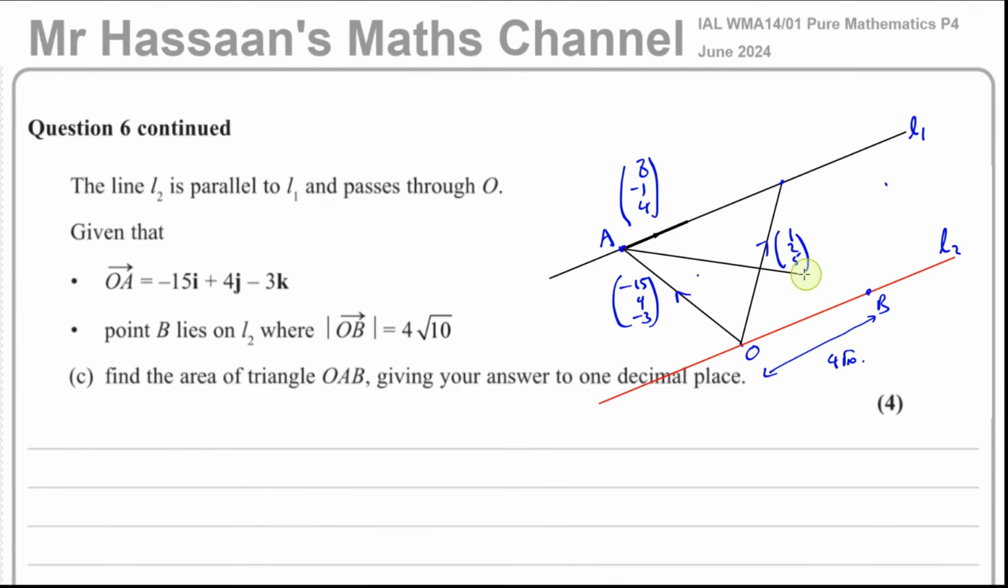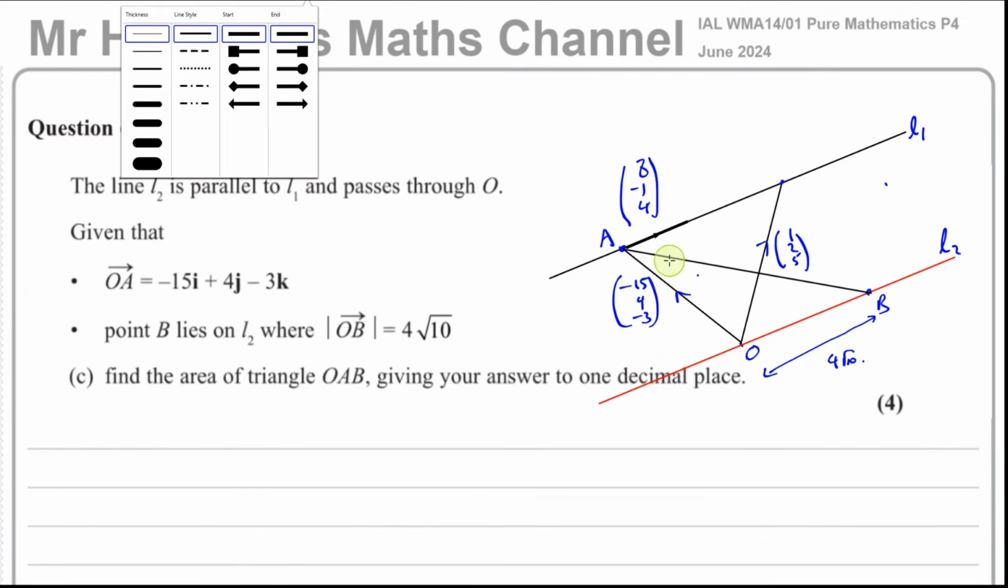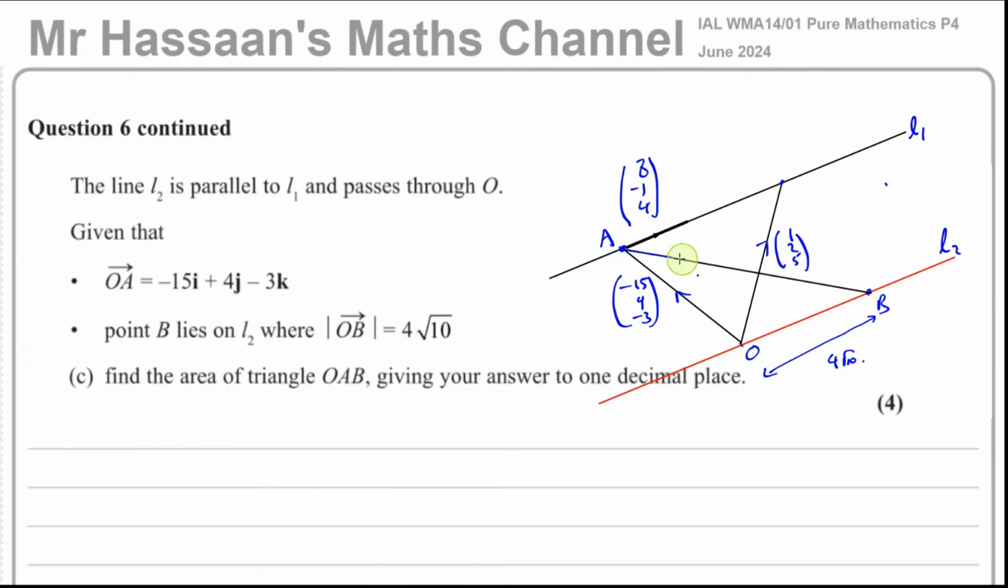From A to B. It's supposed to be in a different color. What happened there? Do it again. From A to B. And we're looking for the area of this triangle over here. Let me just highlight it. So the area of this triangle here.